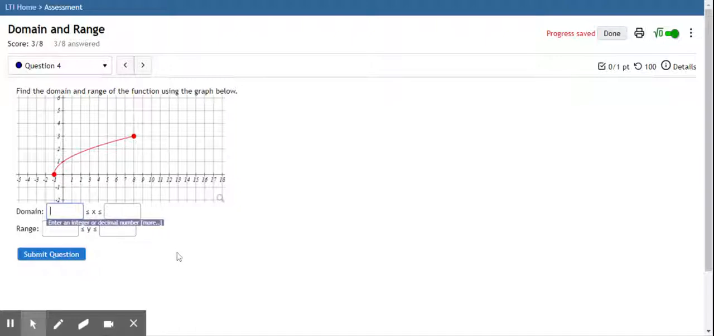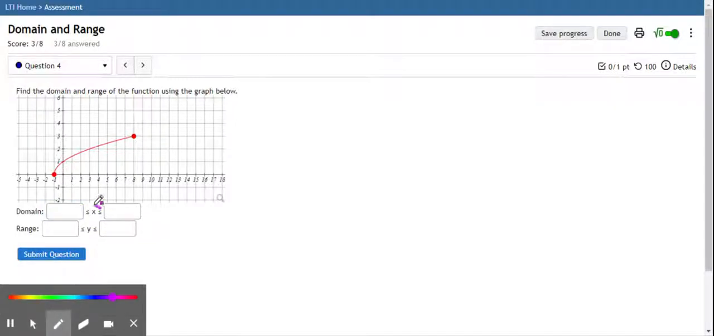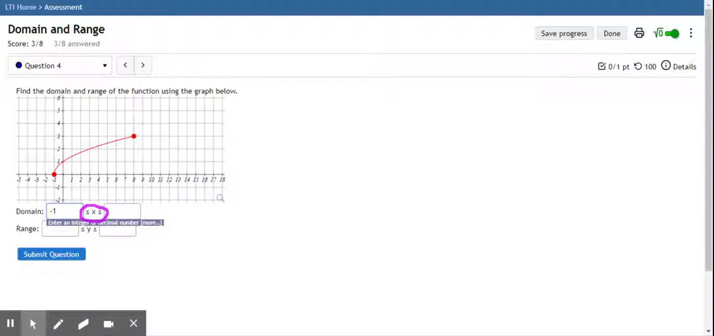Let's try this one. So the domain, it's going from square bracket on the left. Oh, actually, this one we don't put brackets. Notice how they've got this part here? That means that you don't need the brackets. You can just type it in. So on the left, it goes from -1, and on the right, it goes to 8. So it goes from -1 to 8 on the domain.